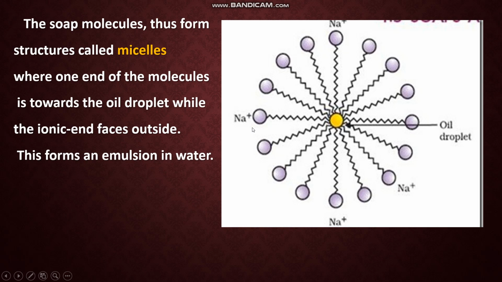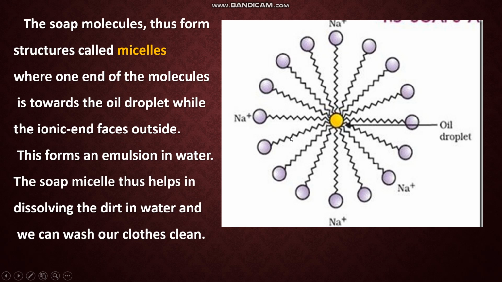This forms an emulsion in water. What is meant by emulsion? A fine dispersion of one liquid in another in which it is not soluble or miscible. You know, water and oil are immiscible liquids. So here is a fine dispersion of the oil or dirt in the water. It forms an emulsion. The soap micelles thus help in dissolving the dirt in water, and we can wash our clothes clean.